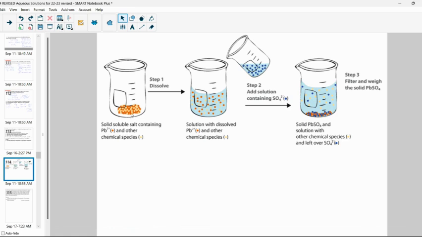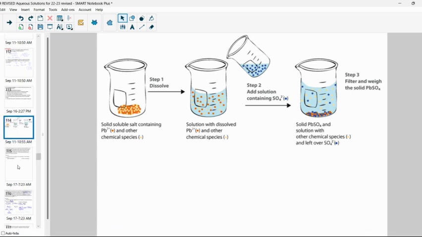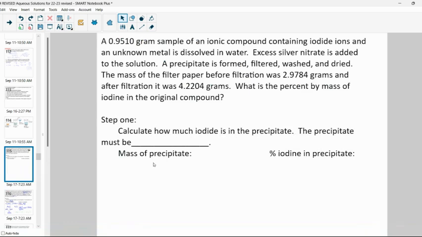We know there's lead in there. We don't know what percent or how much is in there. This is a way that we can go back and figure out what percent of our original sample was lead. All right, so let's take a look at an example here.